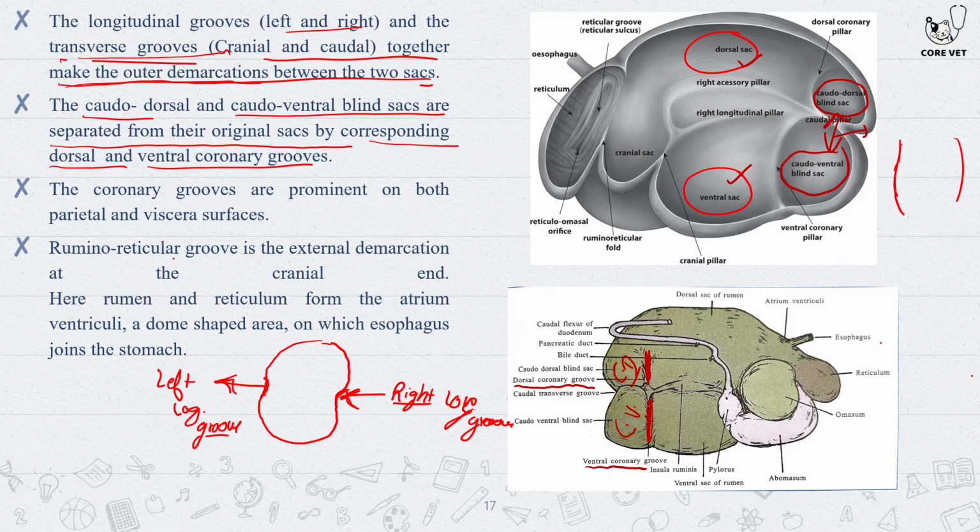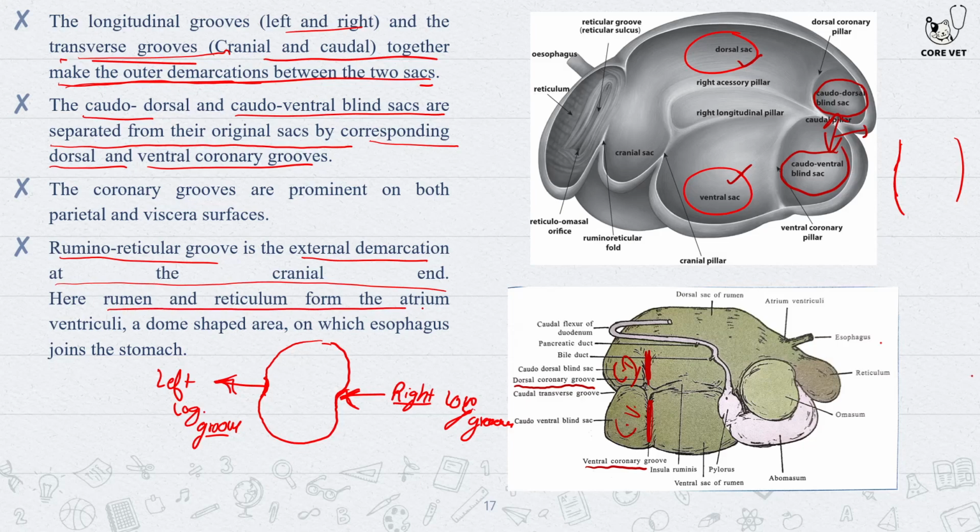Now the reticular groove, the groove which is in between the rumen and the reticulum, right, is the external demarcation at the cranial end. There is an external demarcation at the cranial end.